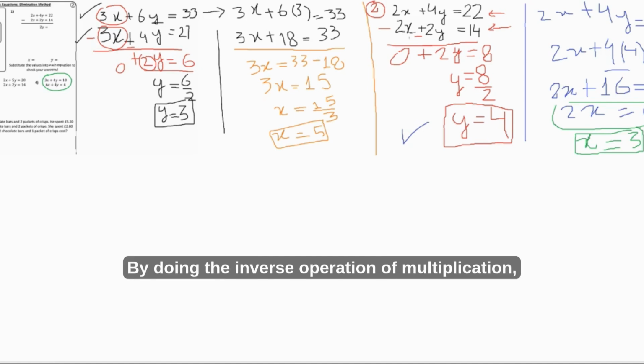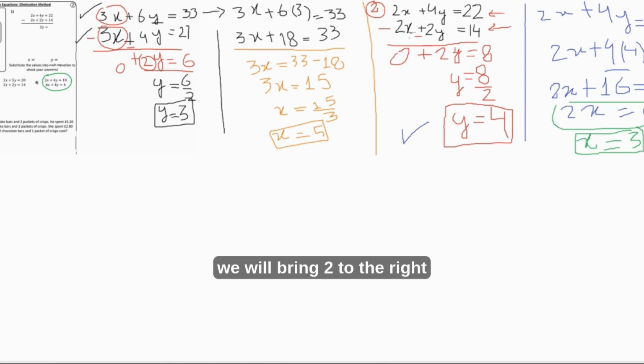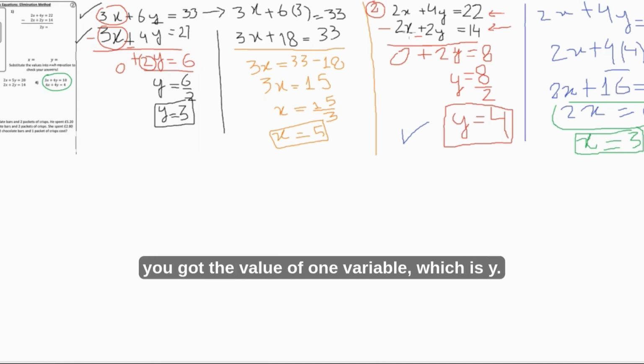And by doing the inverse operation of multiplication, we bring 2 to the right side of the equation, and then it becomes 8 divided by 2. And the answer for y is equal to 4. Now we are done with the first step, which is subtraction. And by subtraction, you got the value of one variable, which is y.